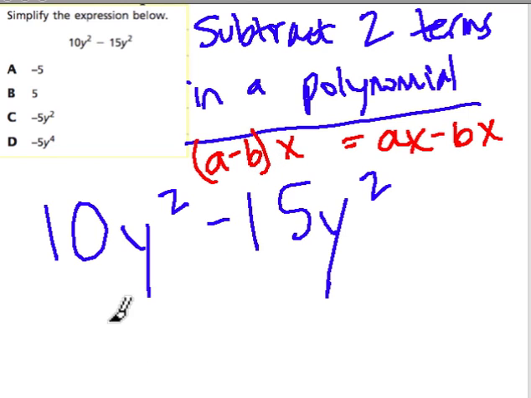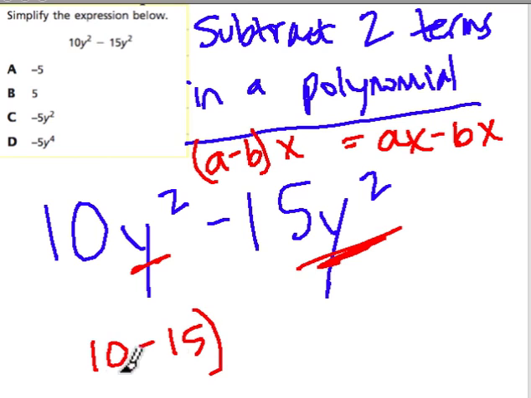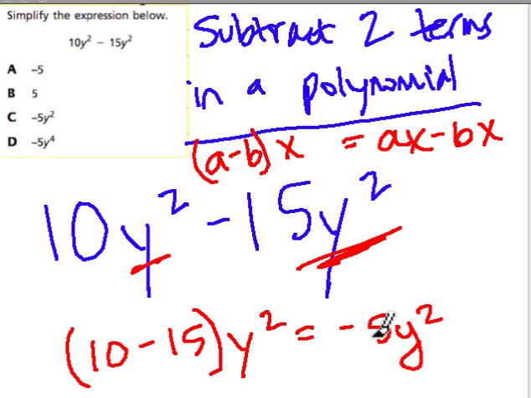And here we have 10 times y squared. Well, it's not an x, it's a y squared, and that's why this is nice, because it doesn't matter what this variable is here. It could be something really ugly. It's still just 10 minus 15, subtract my two coefficients, and that times y squared. 10 minus 15 is negative 5, and then we still have our y squared, so it's negative 5y squared. And our answer is C.